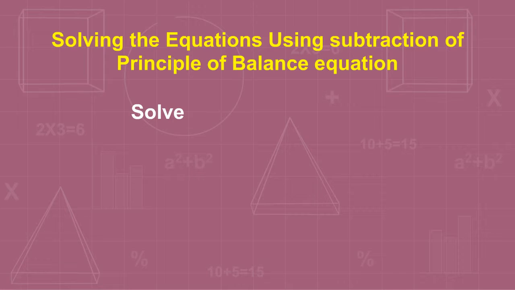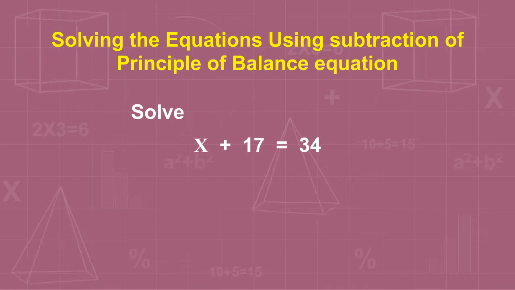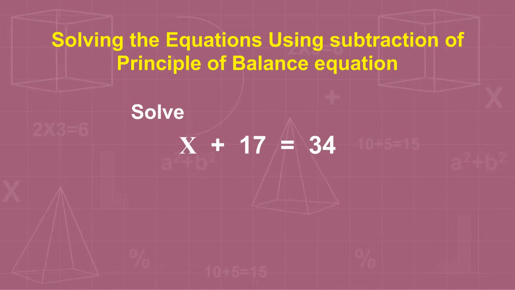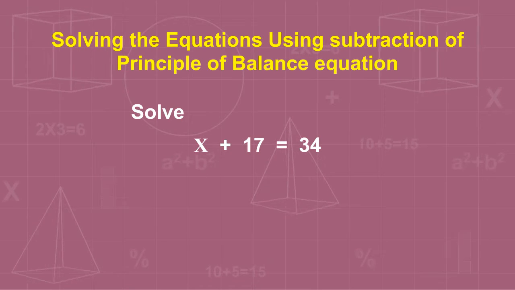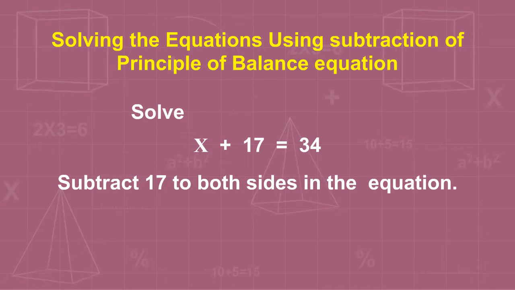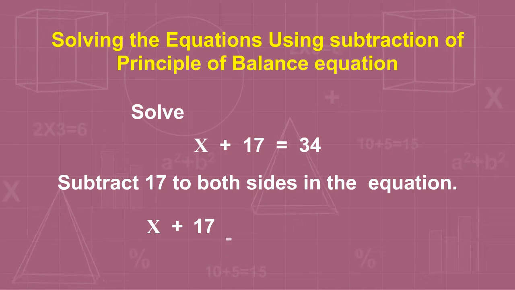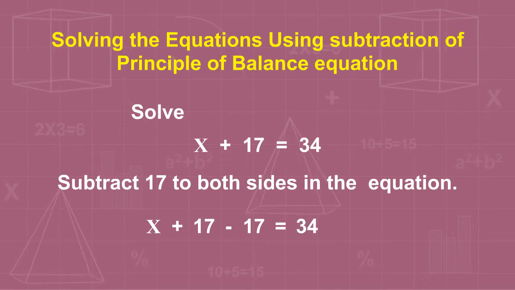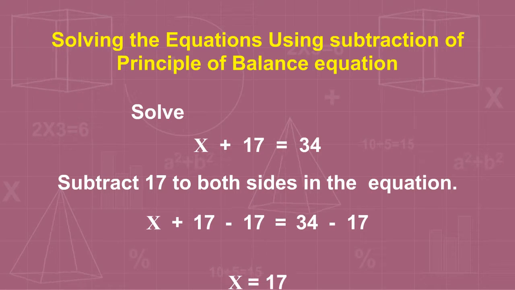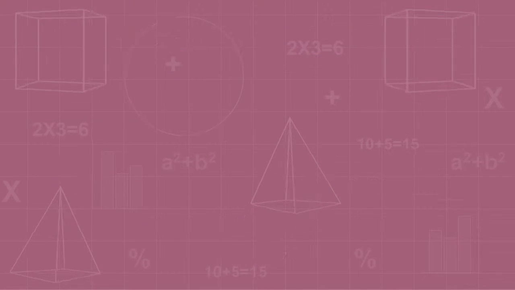For example, solve x + 17 = 34. We have x + 17 = 34. Subtract 17 from both sides of the equation. We get x + 17 - 17 = 34 - 17. Thus, x = 17.